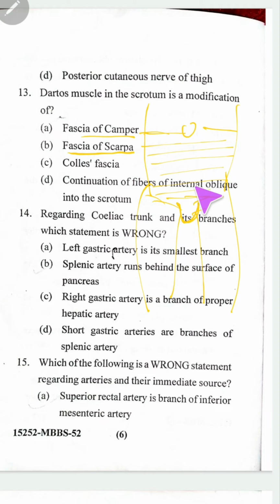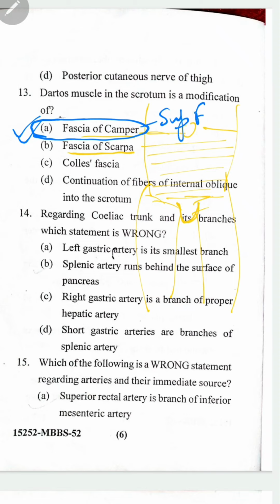Internal oblique, and cremasteric fascia, so we are not talking about all that, right? The answer will be here. The answer is fascia of Camper. To remember which is superficial and which is deep, remember C comes before S. So C is superficial to S, right? So Camper lies above, that is the superficial fibrofatty layer.